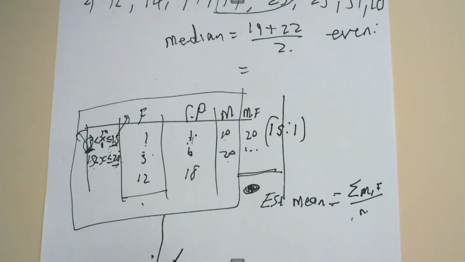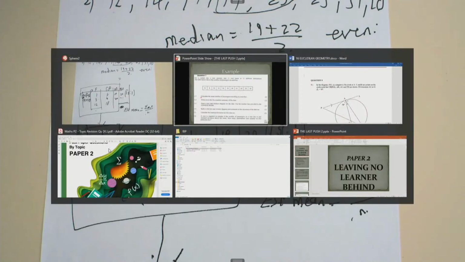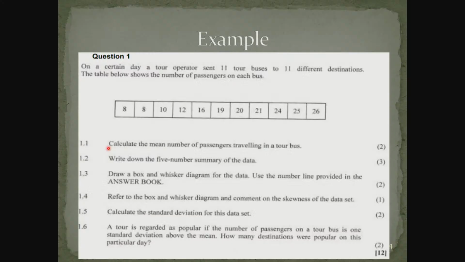With ungrouped data, it's very easy to get the mean because we just add the scores and divide by the number of scores. But under the estimated mean, where we calculate the mean for grouped data, you need to have the midpoint, and then multiply by the frequency. Please make sure that you practice that when you calculate the mean.